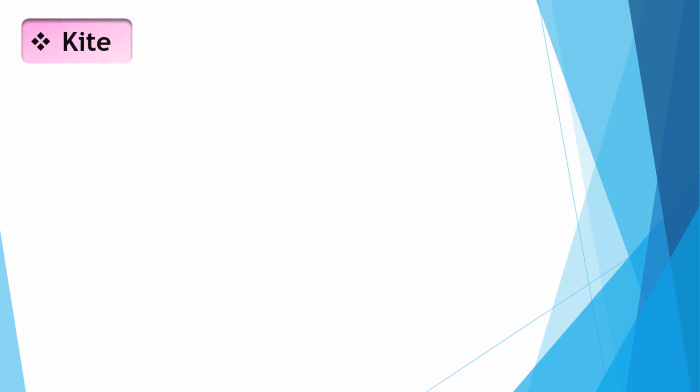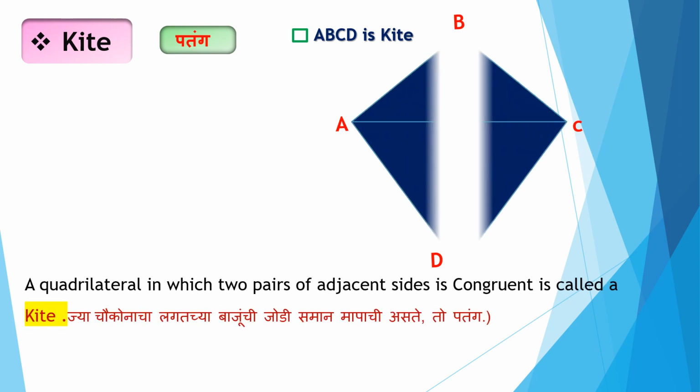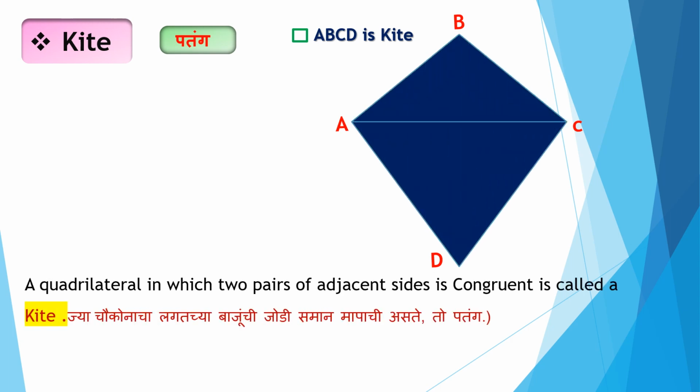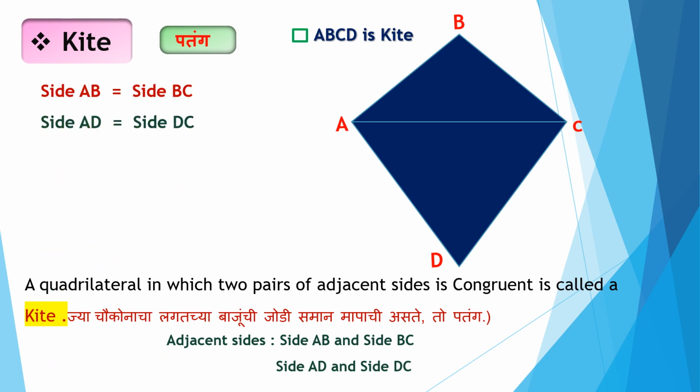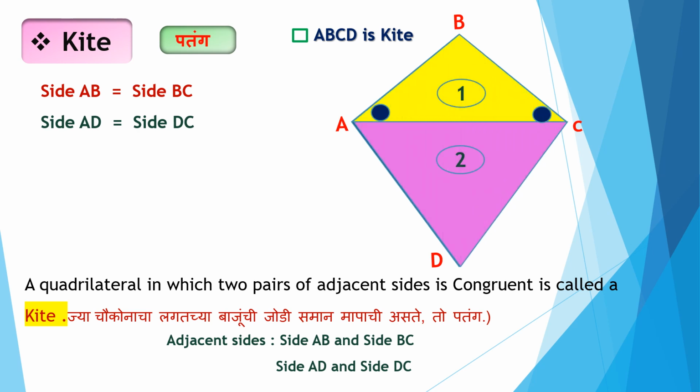Now we see our last type, that is kite. Here we see a figure of a kite. Quadrilateral ABCD is a kite. Definition of a kite: a quadrilateral in which two pairs of adjacent sides are congruent is called a kite. Adjacent sides, that is side AB and side BC, side AD and side DC. AB is congruent to BC and AD is congruent to DC.